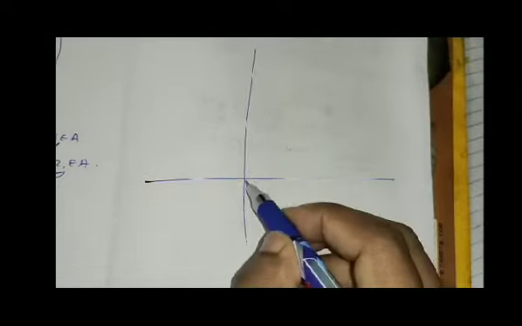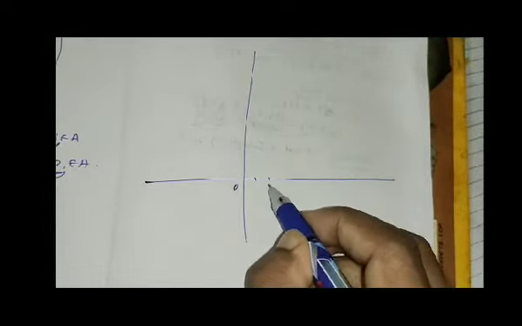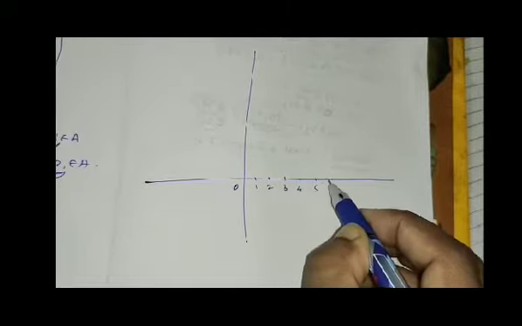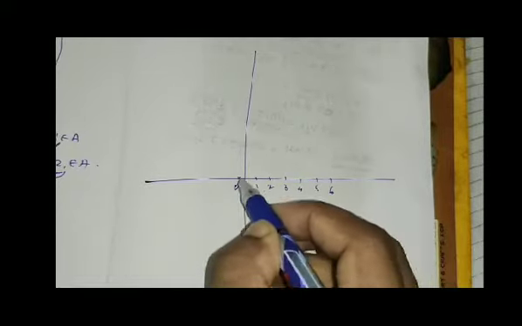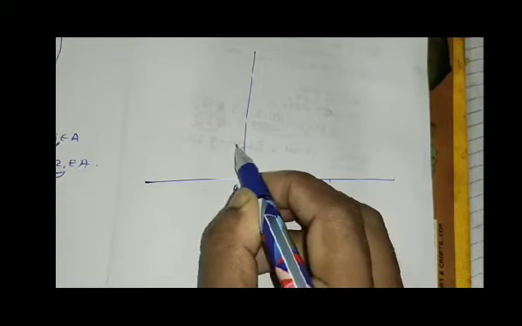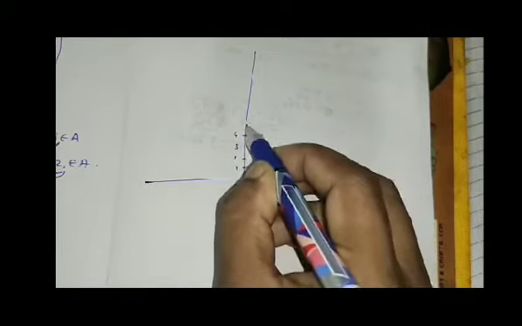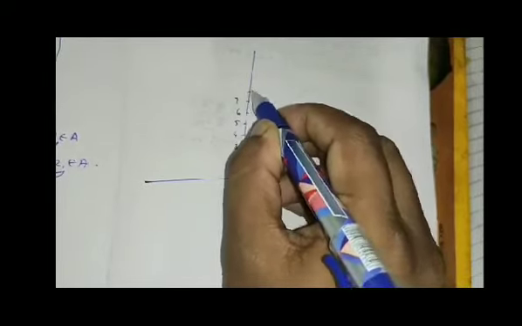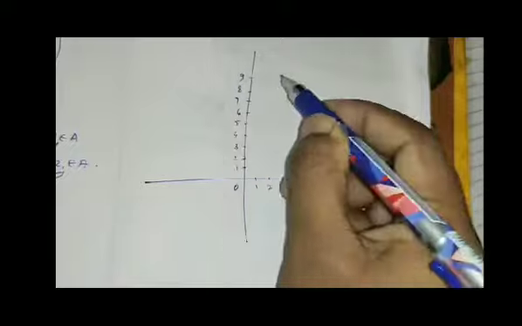Actually, okay, I take it here because the ratio is not there properly. 0, 1, 2, 3, 4, 5, 6, like this, and this is 1, 2, 3, 4, 5, 6, 7, 8, 9.